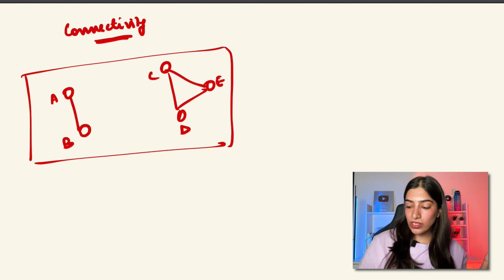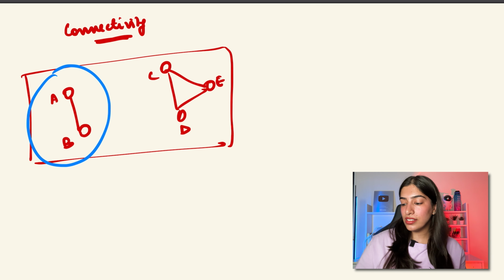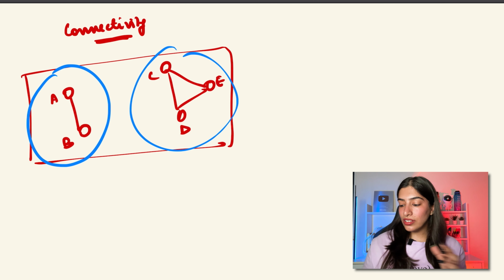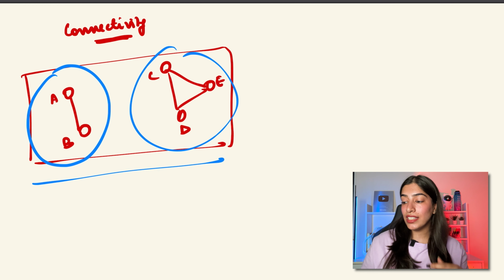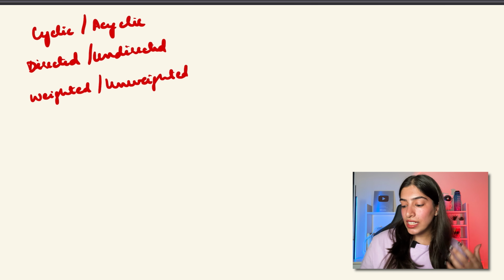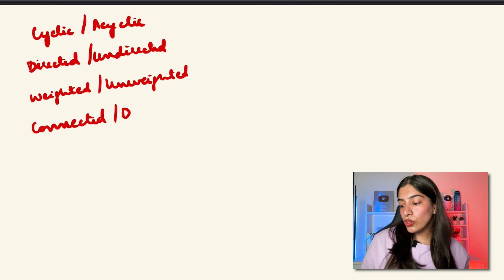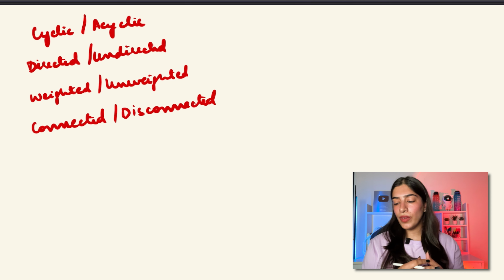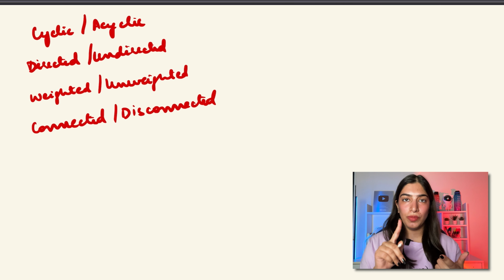So what we call this is called a component, this is called another component. So this entire thing is basically a disconnected graph. So yes, the last term that you need to understand is connected and disconnected. So these are very simple terms, right? Actually, when you think about it, these are very simple questions that you need to be asking for every graph. Are there cycles possible? Basically, is the graph cyclic or acyclic?